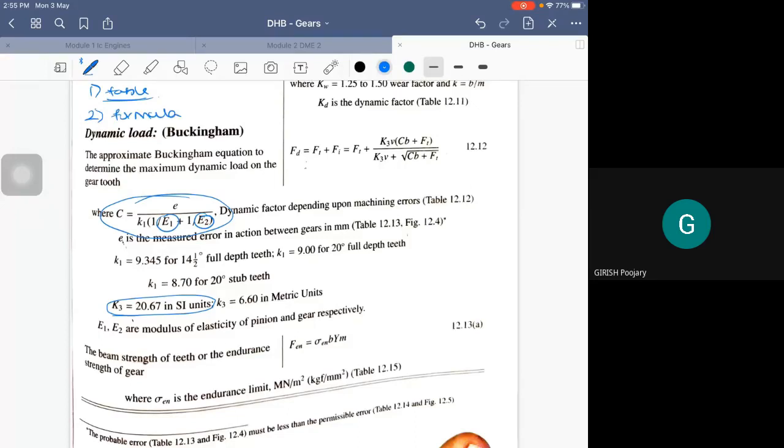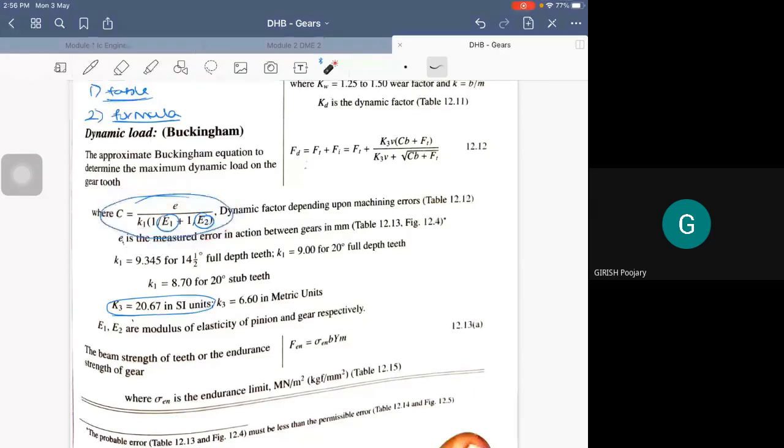So what is the feasibility? To calculate with the formula, certain parameters have to be known. For example, E1, E2, this small e and K1. Suppose in your problem he has given E1 value and E2 value, and you have to find out K1 for a 20 degree stub depth, take it as 8.7. You would get it. So when you pick like this, suppose the parameters are given in the problem statement, suppose E1, E2 are all given, then you can directly go with the formula calculation.